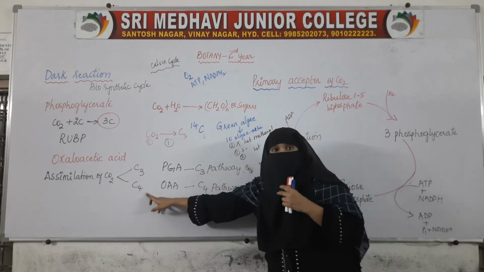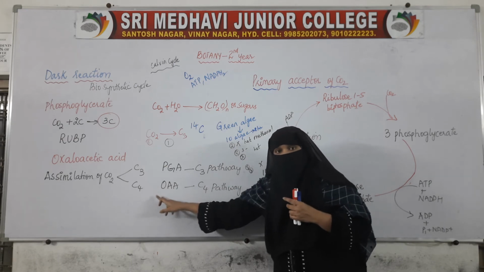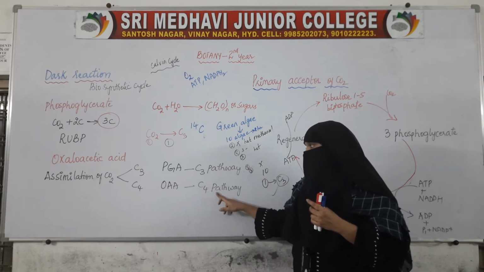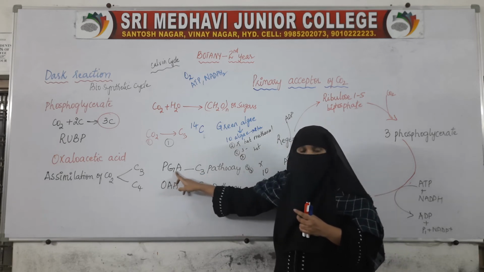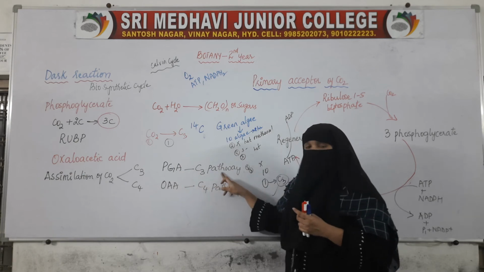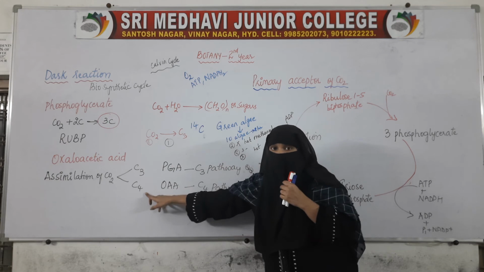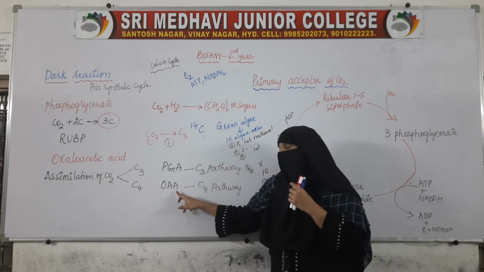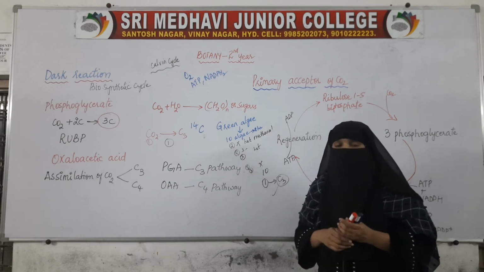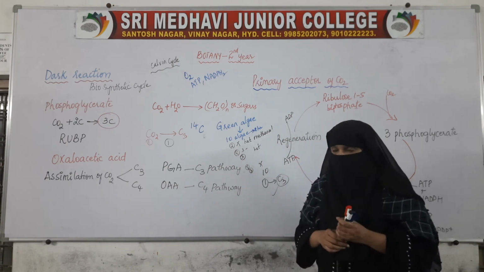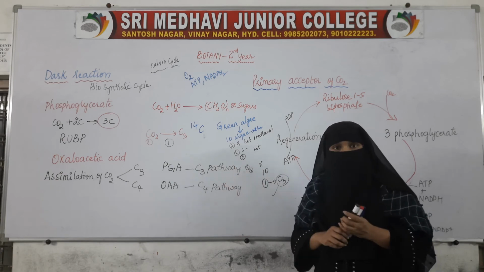Okay, in the plants where C3 is the first product, those plants will undergo a cycle called the C3 pathway, because here it is a 3 carbon compound, phosphoglyceric acid. In some plants, the first formed carbon compound is C4, that is oxaloacetic acid, and they will perform the C4 pathway. So C3 pathway for C3 plants, C4 pathway for C4 plants.